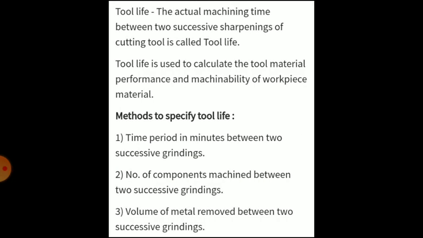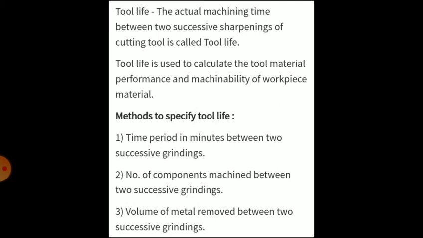Now we will see what tool life is. The total cutting time accumulated before tool failure occurs is termed tool life, or the actual machining time between two successive sharpenings of the cutting tool is called tool life. Tool life is used to evaluate the tool material performance and the machinability of the workpiece material.